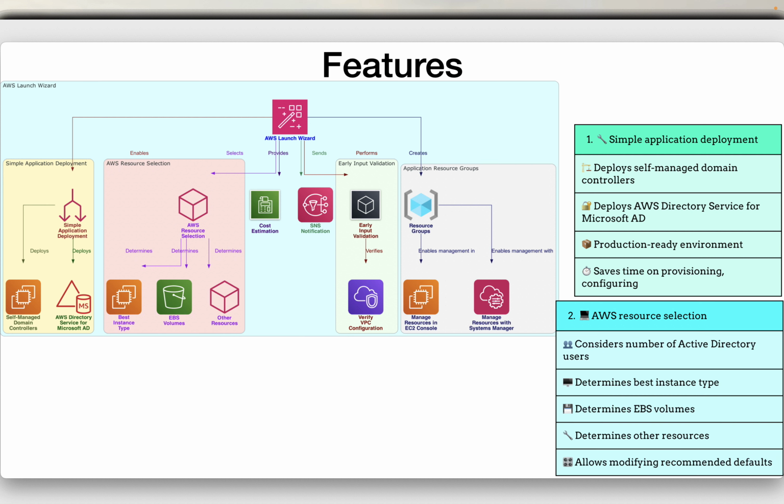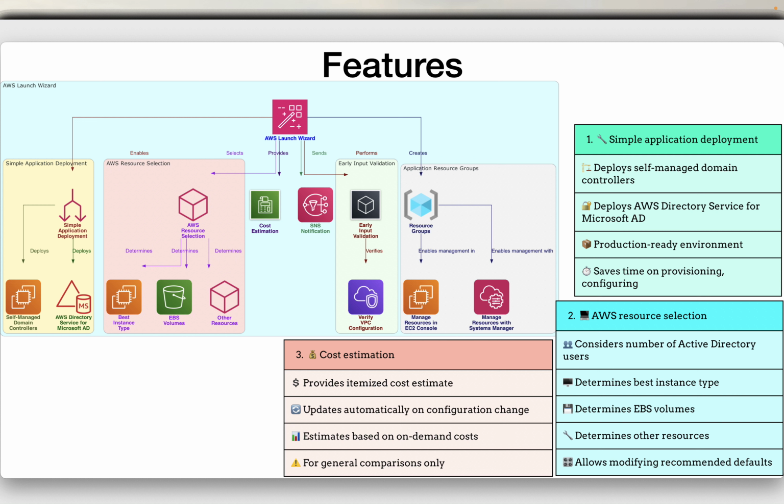Launch Wizard considers the number of Active Directory users to determine the best instance type, EBS volumes, and other resources for your domain controllers. You can modify the recommended defaults. Basically, it will ask you how many Active Directory users you want to provision or will be using later on, and then based on those it can give you the best instance type, volume, and other resources like load balancers and others.